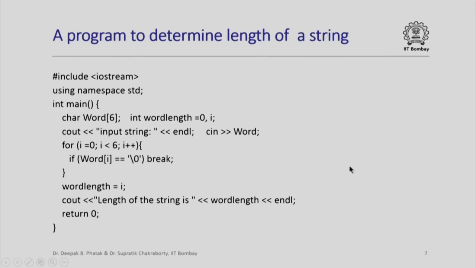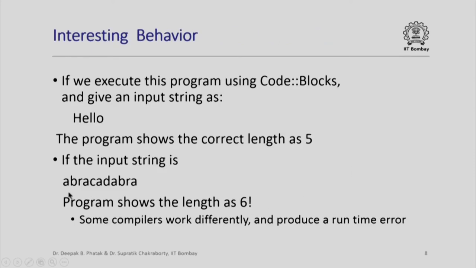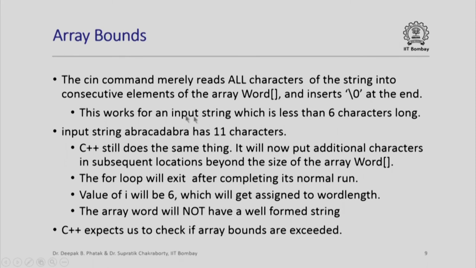However, when we input a larger string such as abracadabra, the compiler, depending upon how it is implemented, might work either terminating the loop execution as directed or giving some runtime error because you are trying to stuff additional characters in an array which is less than 11 characters long. So, the cin command merely reads all characters of the string into the consecutive elements of array word and inserts a backslash 0 at the end.